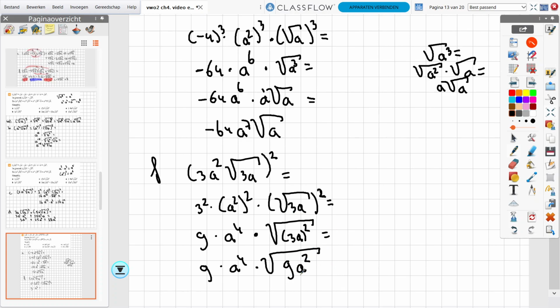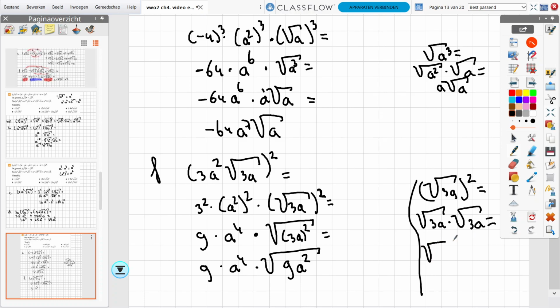And another way to get here, by the way, is saying, well, squaring something is the same as doing something times itself. So then you have this, which is the same. And we know that that is the same as fusing them into one root. And 3 times 3 is 9. And a times a is a squared. So that's another way to find root 9a squared.